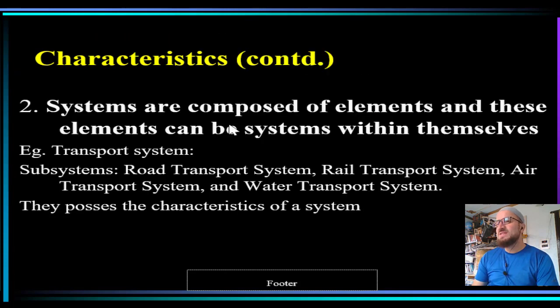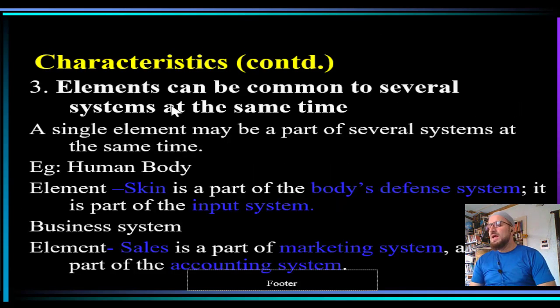Now a system can have subsystems, but each one should work together to accomplish that objective. Like we have the transport system. It could have subsystems like road transport, rail transport, air transport, and water transport, but they have only one objective: to take people from source to destination. Now an element can be a part of different systems at the same time. For example, your skin is your body's defense system as well as the input system. In business systems, for example, sales is a part of the marketing system, and it is also a part of the accounting system.